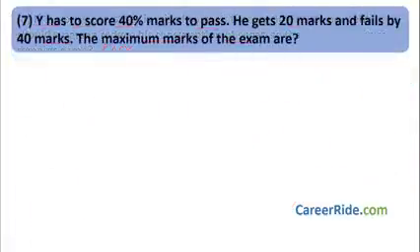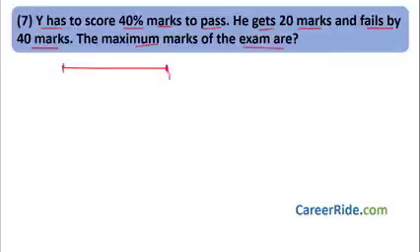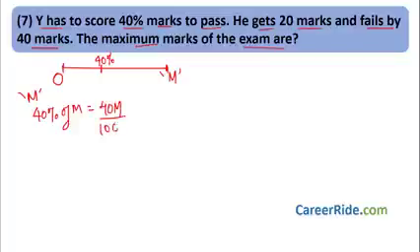Question number 7. Y has to score 40% marks to pass. He gets 20 marks and fails by 40 marks. The maximum marks of the exam are, let's see how to solve this. Let's say the maximum marks of the exam are M, and this is 0. Now to pass 40% marks are needed. So this is, let's say, 40%. If M is the total marks, then what is 40% of M? 40% of M, so 40 M upon 100, right? This is 40 by 100 multiplied by M. So these are nothing but passing marks.